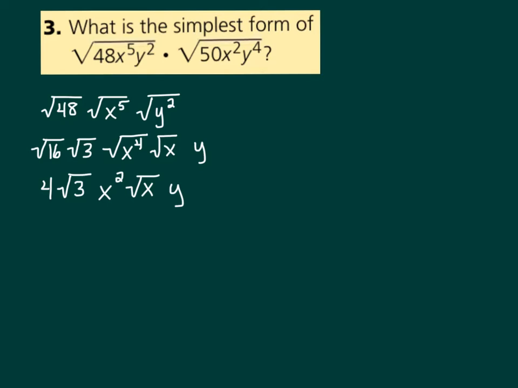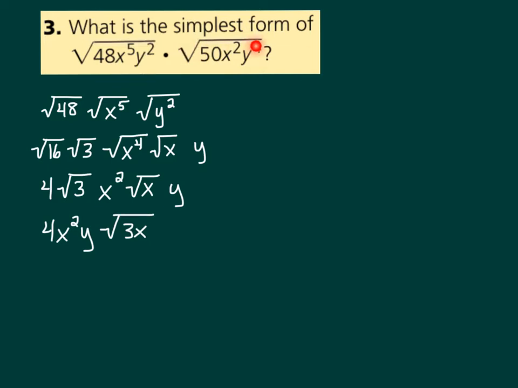Why is y just y? Y is just y because the square root of y squared, when you have this situation, the radical and the square cancel out. You're left with just y. Multiply what's outside the radical together, 4x squared y. Multiply what's inside the radical together, square root 3x.